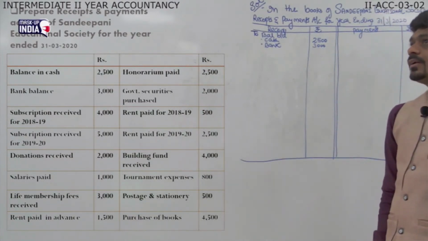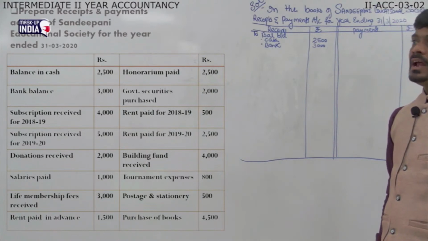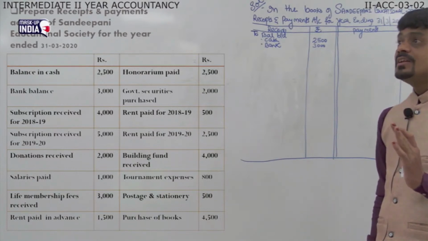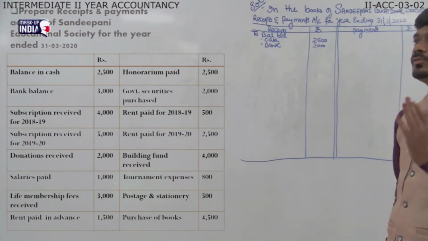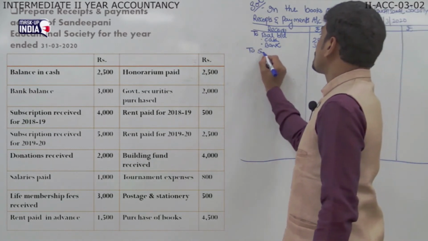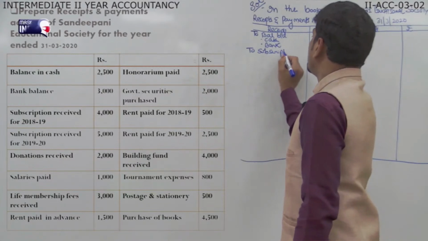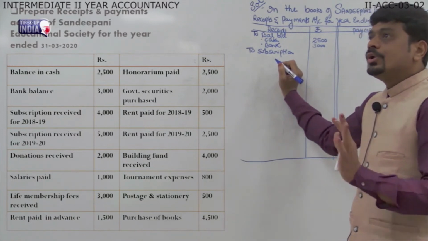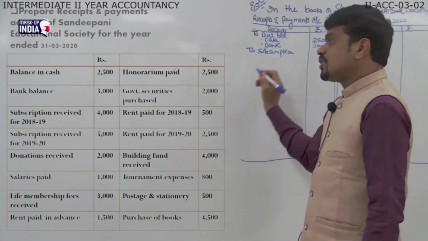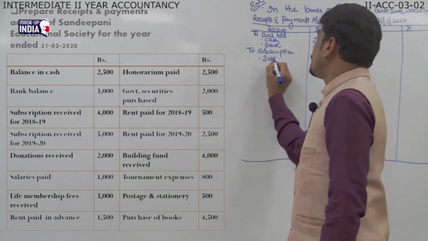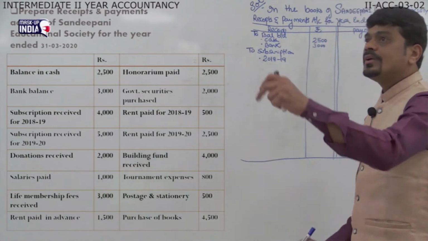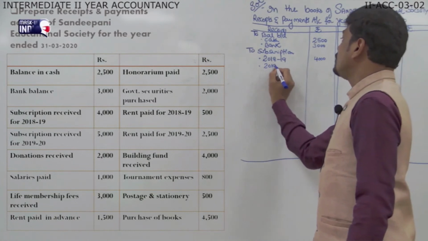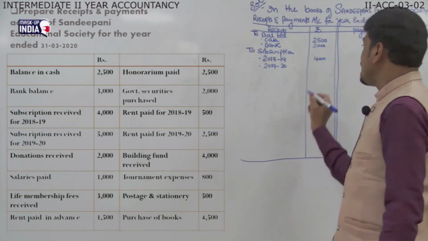Then subscription received for 18 and 19. For which year we received is not material. What we received is important. So we'll also write to subscription. They gave 2-year subscription. One is for 18-19 and one is for 19-20. No need of writing 2 times. Directly we'll write here. First, this is for 2018 to 19. How much they gave? 4,000. Then below that, we'll write 2019 and 20. They gave 5,000.